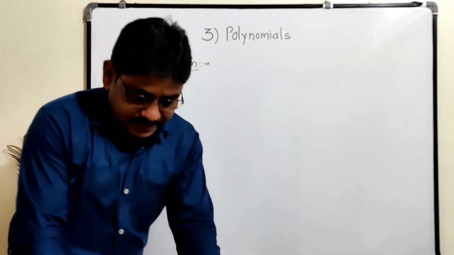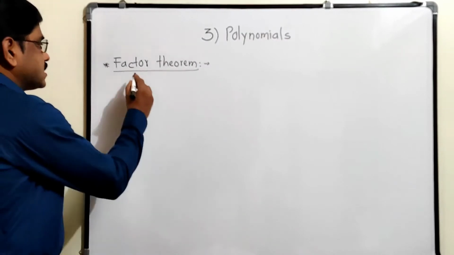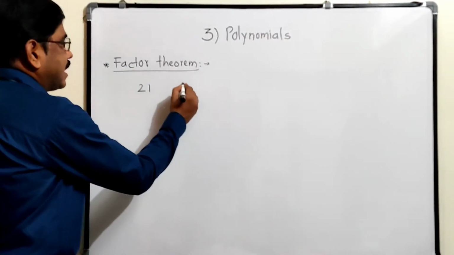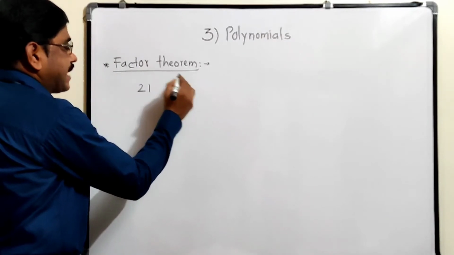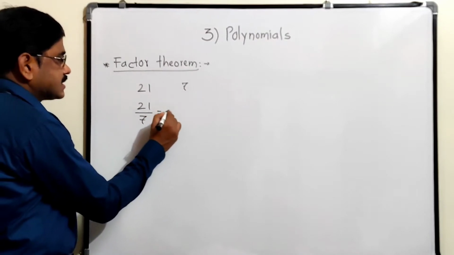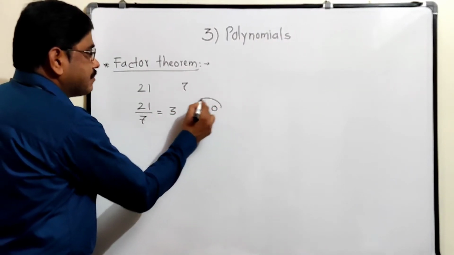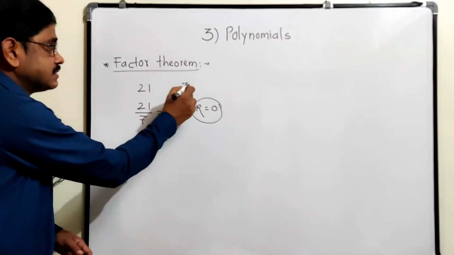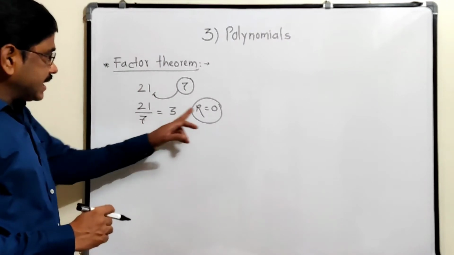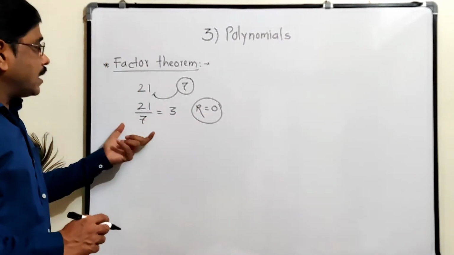So what is this factor theorem? Remember, in our division, suppose we take 21 as a number, simple number, and check whether 7 is a factor of that number. So if we divide 21 by 7, we get 7 3s are 21 and remainder is 0. So when we divide the given number by this number and the remainder is 0, that is, if the remainder is 0, then what do we say?